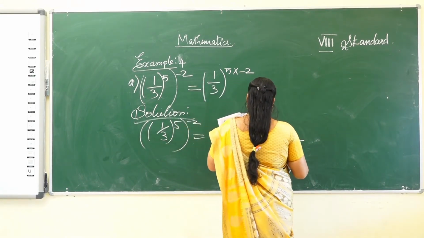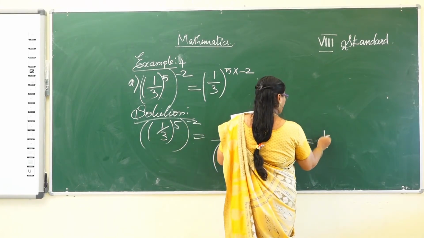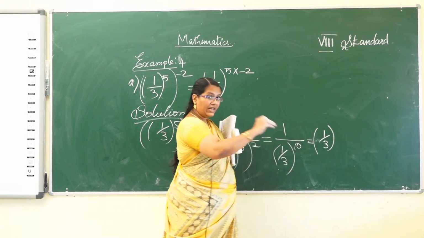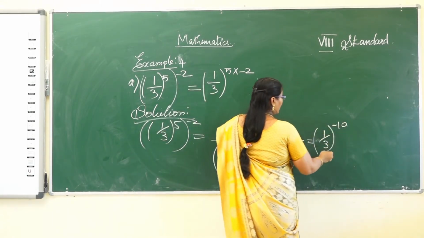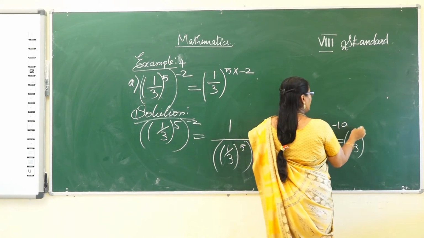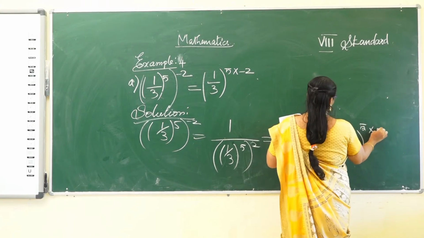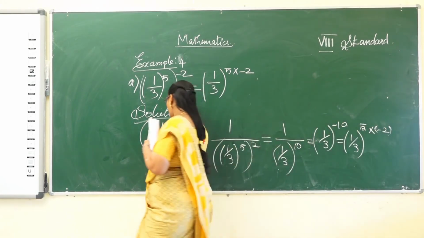So we write (1 by 3) the whole power, written as the negative exponent. What is the negative exponent here? Minus 10. So it can be written as (1 by 3) the whole power of minus 10, written as 5 into minus 2. Hence verified.